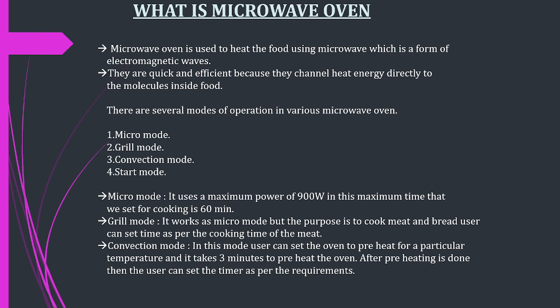The maximum time that can be set for cooking is 60 minutes. In grill mode, it works like micro mode, but the purpose is to cook meat and bread. The user can set a time as per the cooking time of the meat. In convection mode, the user can set the oven to preheat to a particular temperature, and it takes 3 minutes to preheat the oven. After preheating is done, the user can set the timer as per the requirement of the food.